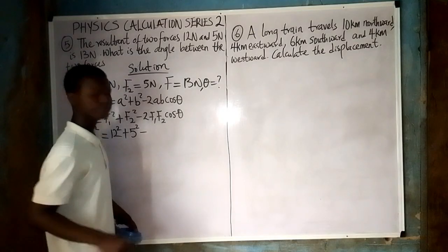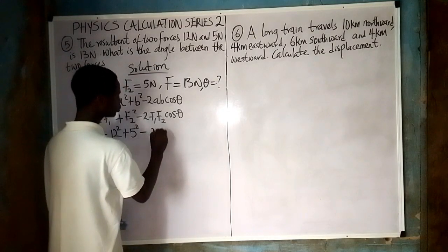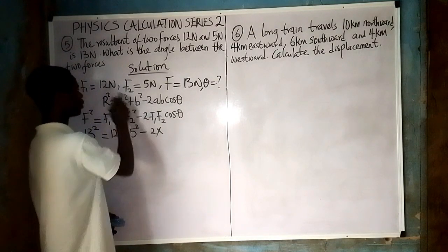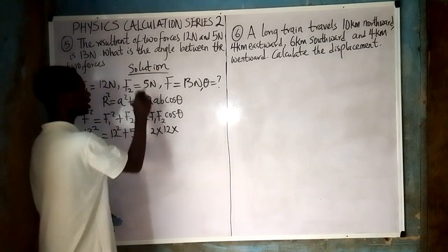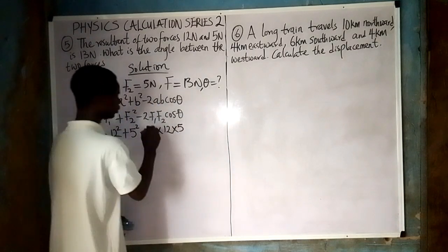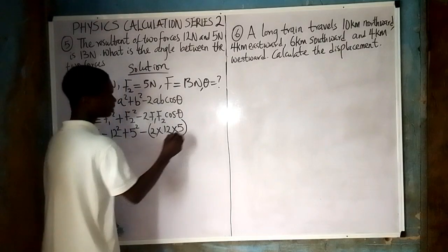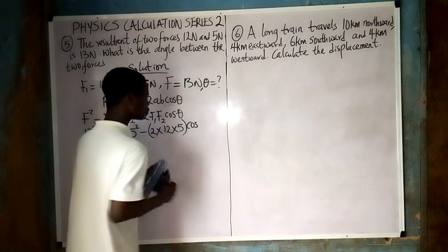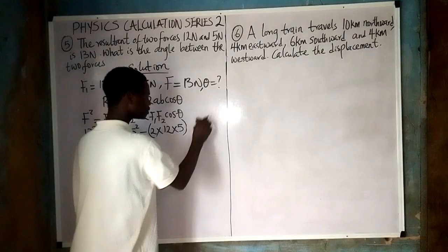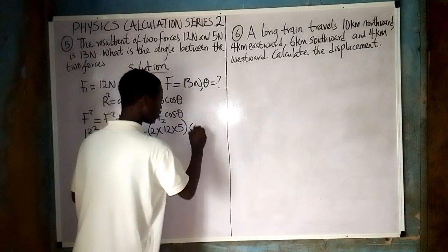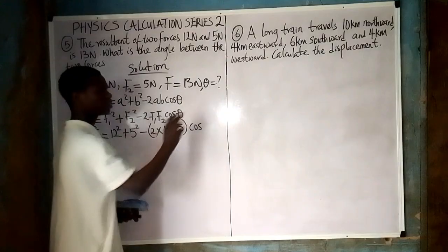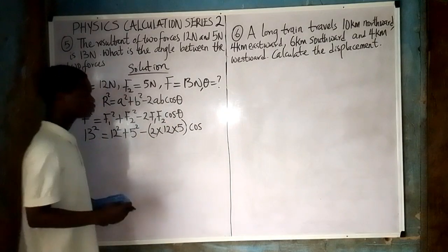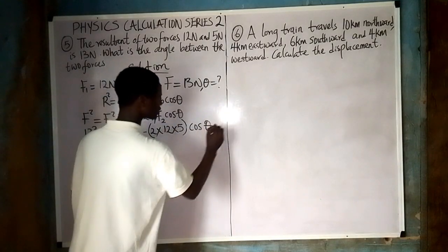How do I do that? I will say 2 times, what is F1? F1 is 12, times, what is F2? F2 is 5. So we can put this in brackets. Then to it, we are going to multiply with the cos of theta. We are going to be multiplying our final answer with cos theta. We don't have a value for theta. Theta is the unknown, so in place of that, I will just leave it as theta.